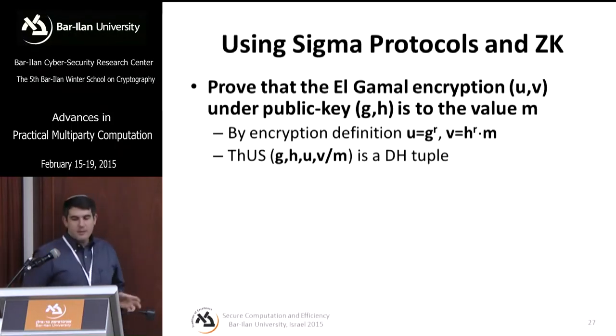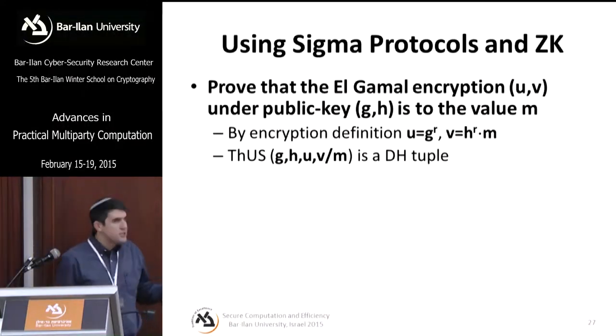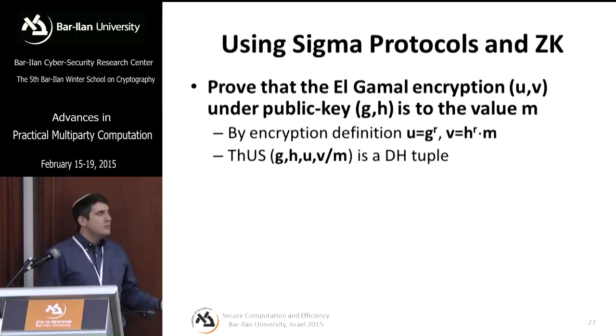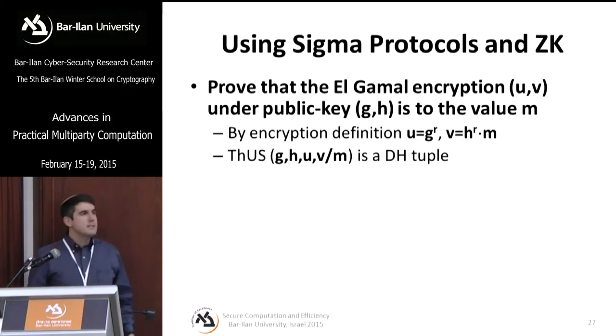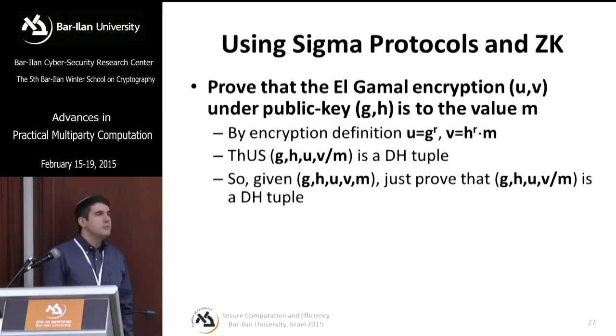Well, if you look at something very interesting, by definition, the encryption is g to the r and h to the r times m. So let's look at the tuple g, h, u, and v divided by m. It's actually going to be g, h, g to the r, h to the r. What's g, h, g to the r, h to the r? It's a Diffie-Hellman tuple.